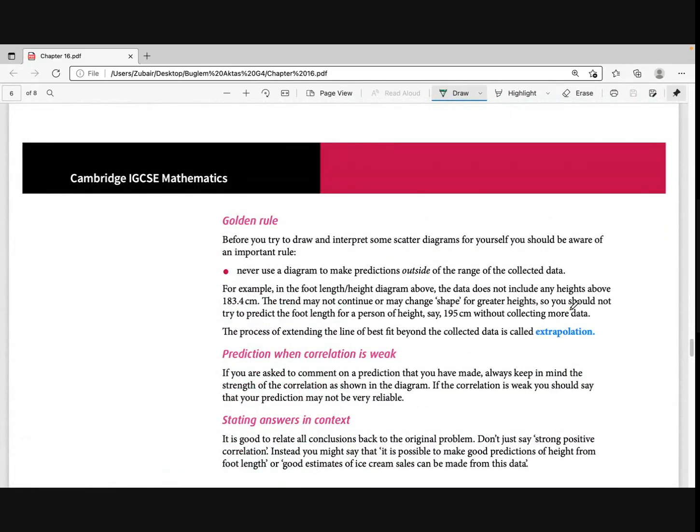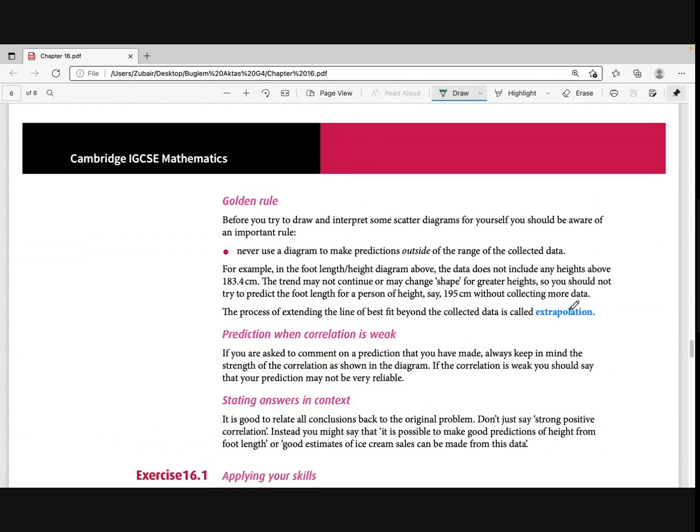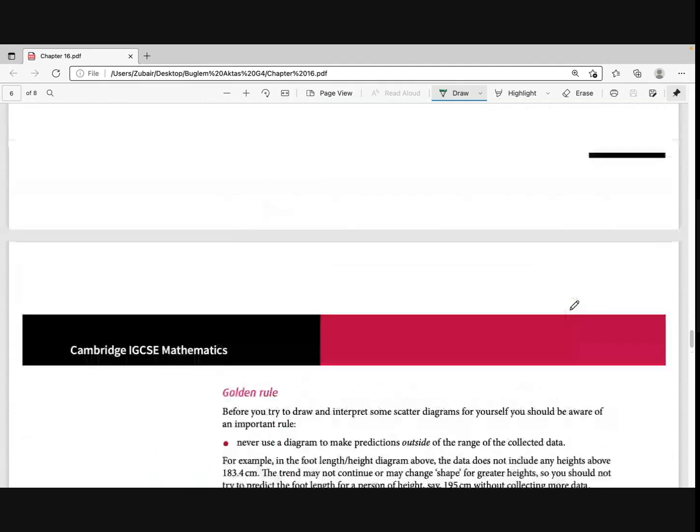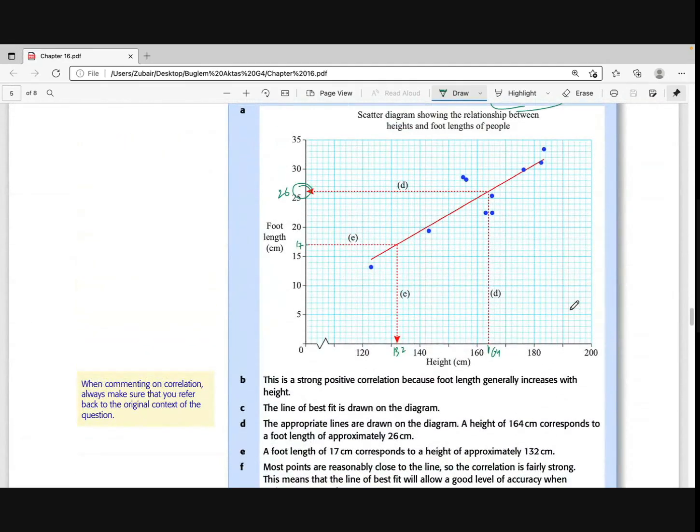Okay. I was going to just ignore this text, but it says golden rule. Before you try to draw and interpret some scatter diagrams for yourself, you should be aware of an important rule: never use a diagram to make predictions outside the range of collected data. For example, if they follow the trend and continue the line, like we would, if you look at these red lines, he's actually not going out of this data.